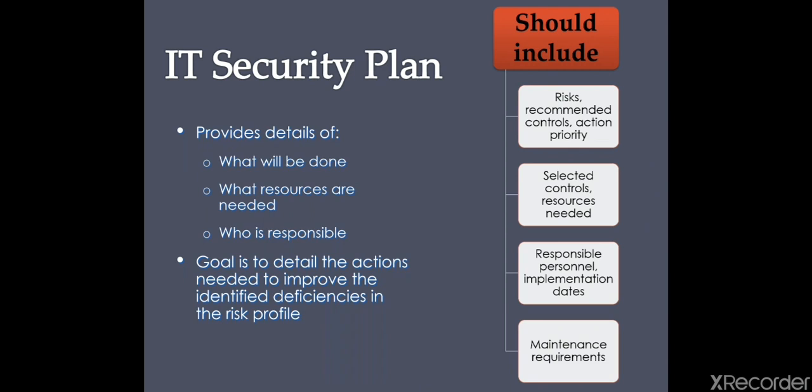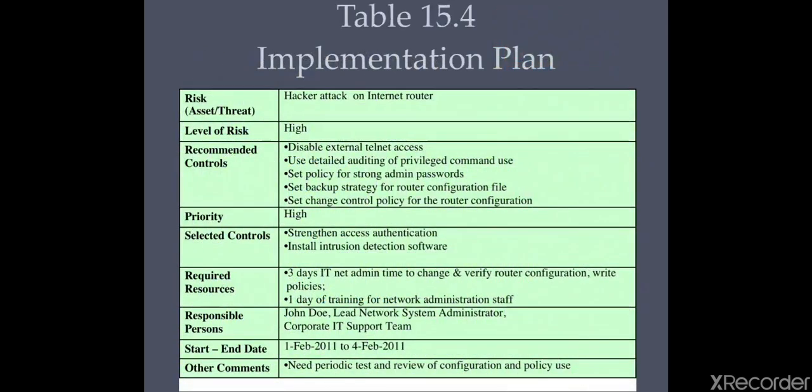It should include the identification of the risks, the recommended controls, and the action priority. Then the selected controls and resources needed. The third one, the responsible personnel or departments for that implementation, and the implementation dates, and finally the maintenance. Let's see an example of an IT security implementation plan.